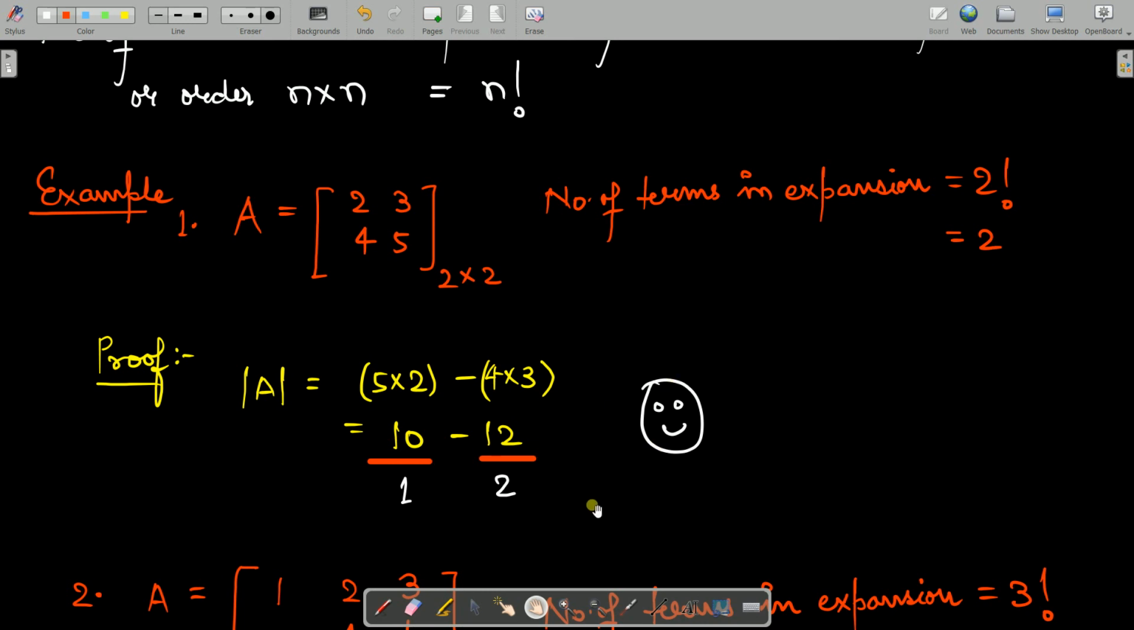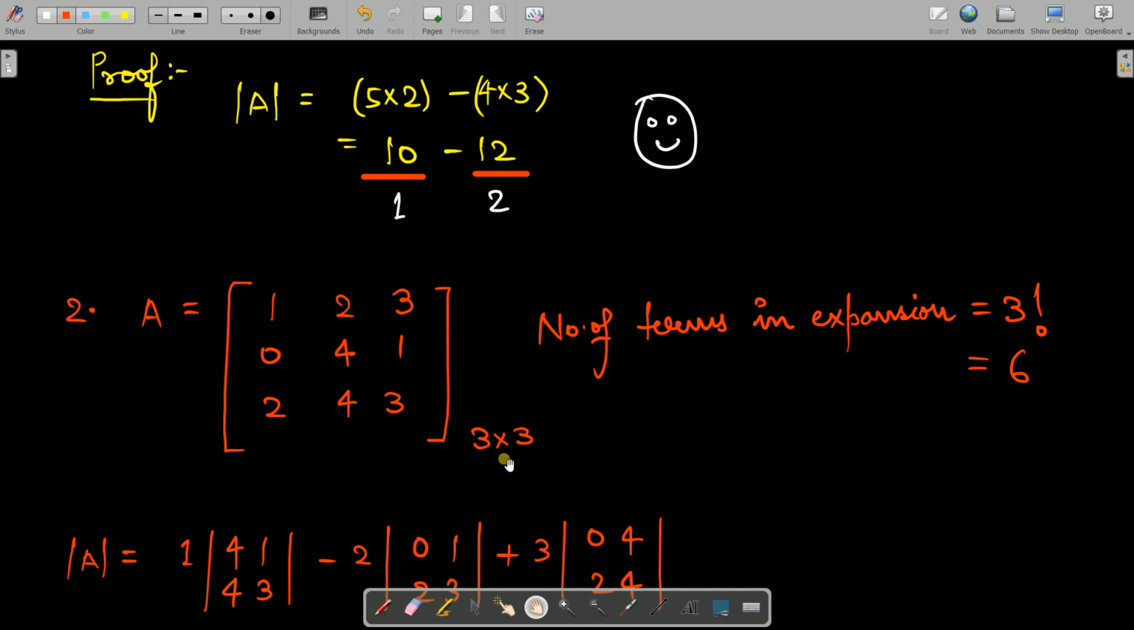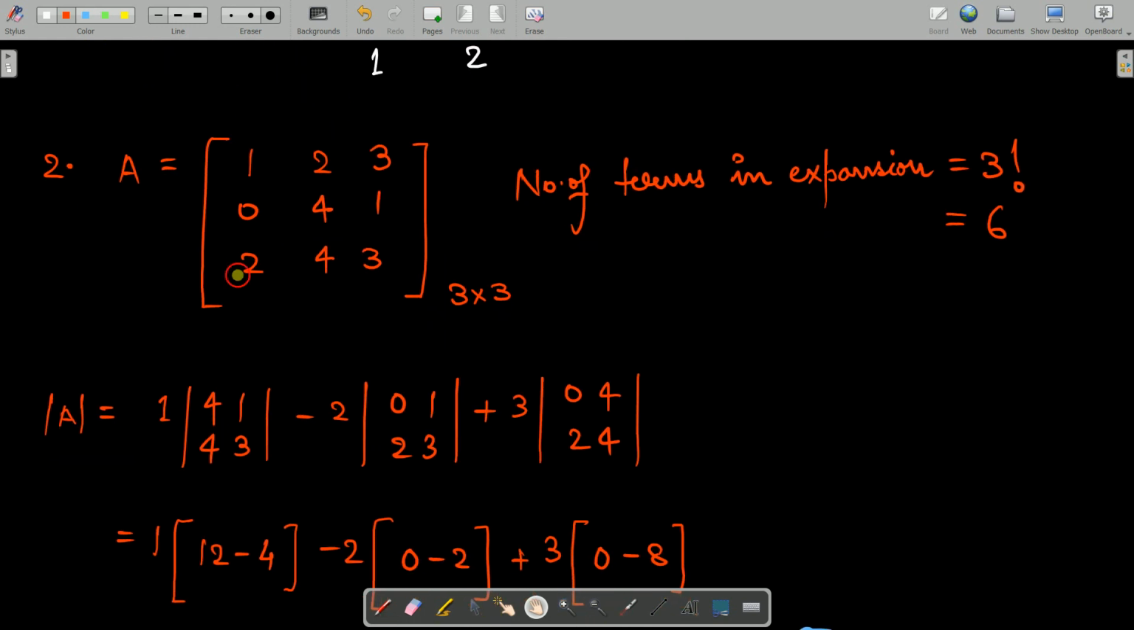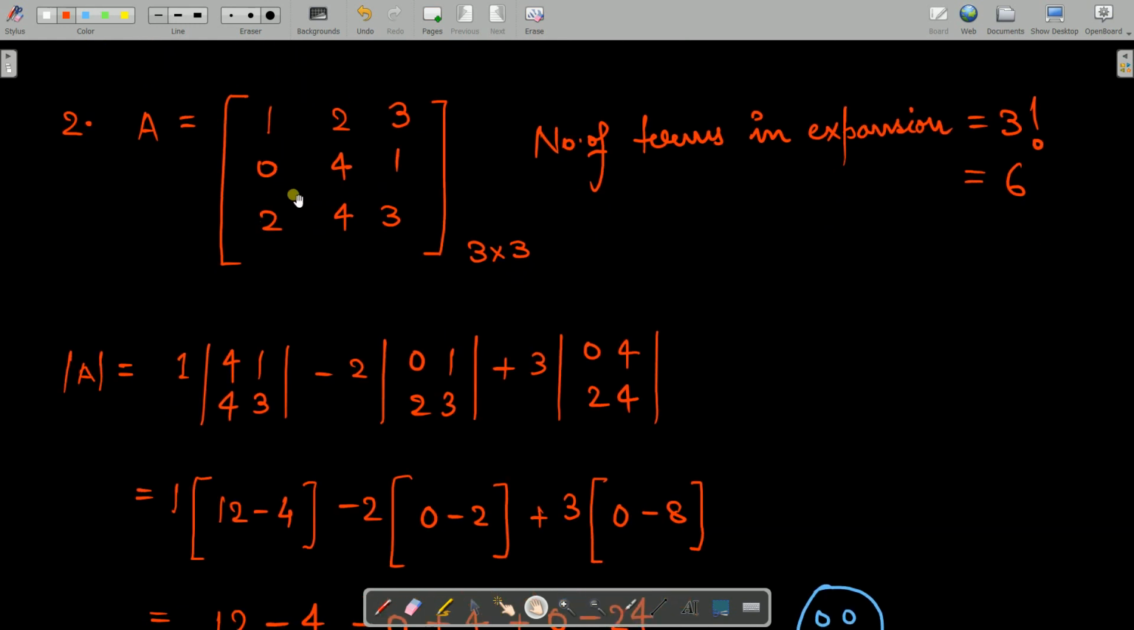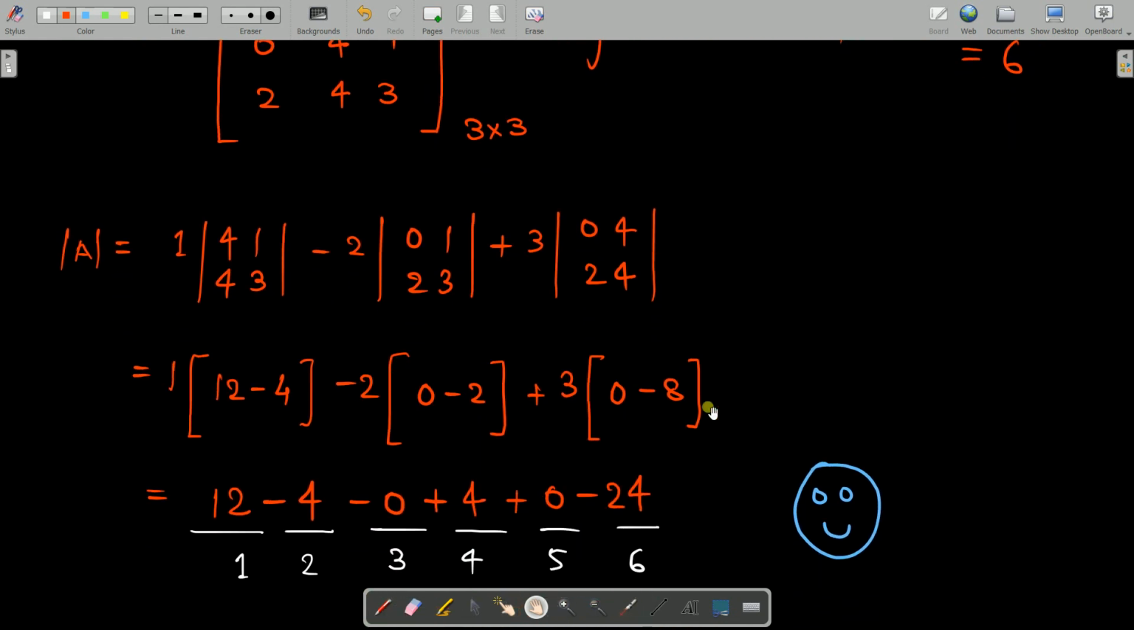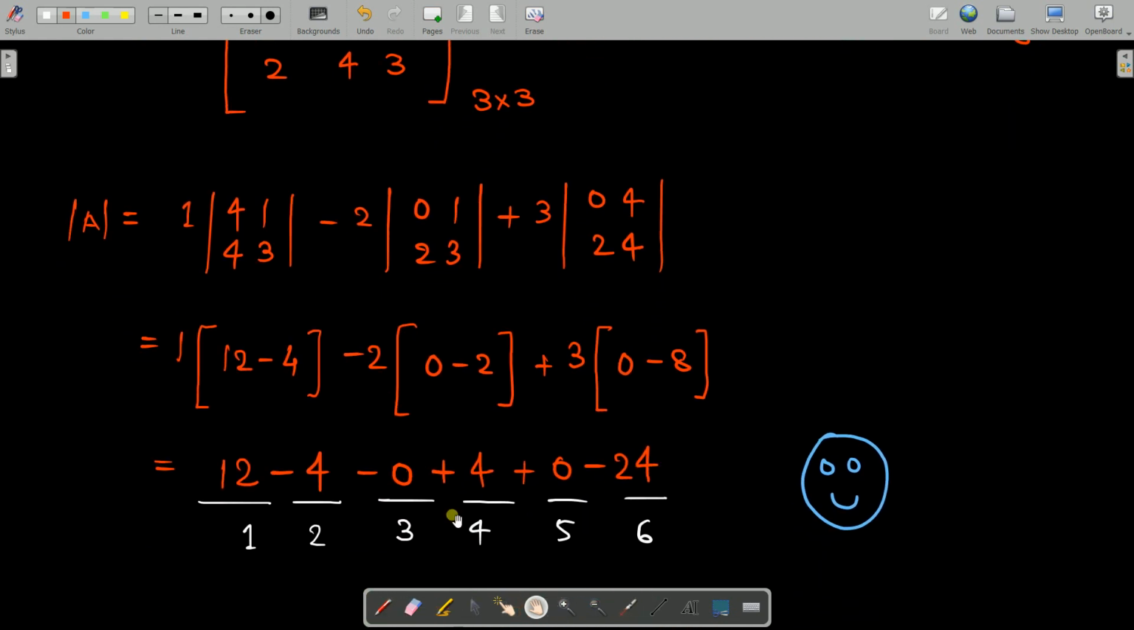Clear? So you're happy? Next, for a 3 cross 3 matrix, the number of terms in the expansion, of course, we will say is 3 factorial, which is 6. So let's verify. If we find the determinant of this, you can write it in this manner. You can expand this. You are clever enough to write this. Now if you expand this totally, you will get 6 expressions. These are all 6 expressions, and hence again verified.